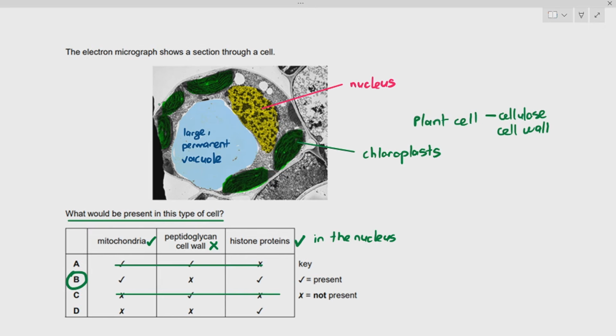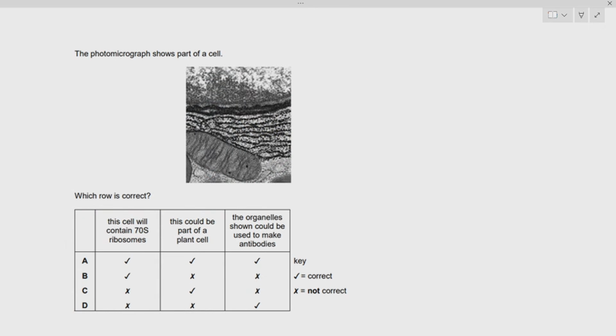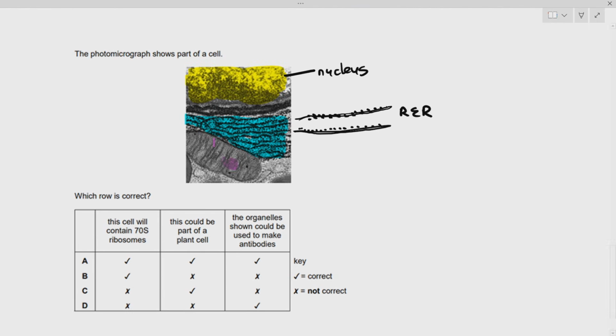Now, the next question here. The photomicrograph shows part of a cell. Which row is correct? Now, I'm going to highlight that blue colored area. In those blue colored areas, you can see those long black lines with dots on the surface. That is the distinct appearance of rough endoplasmic reticulum under the electron microscope. Now, the one at the top, it might be the nucleus. It's hard to identify, but I'm just going to highlight and let you know that that's the nucleus.